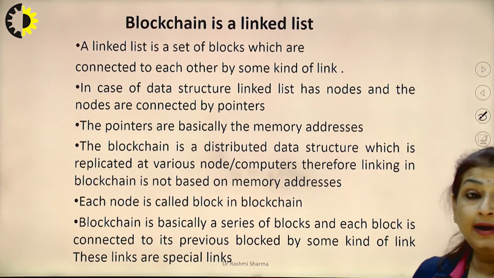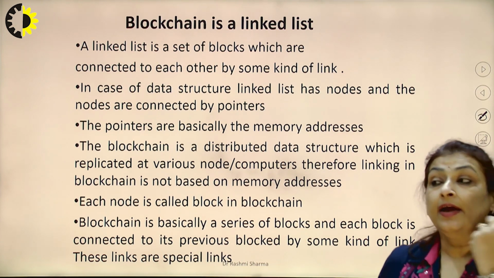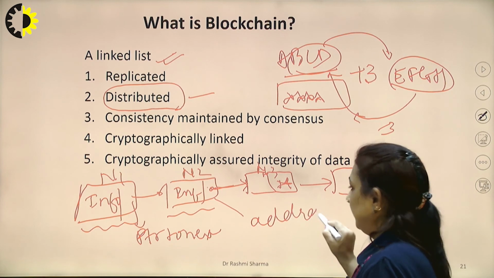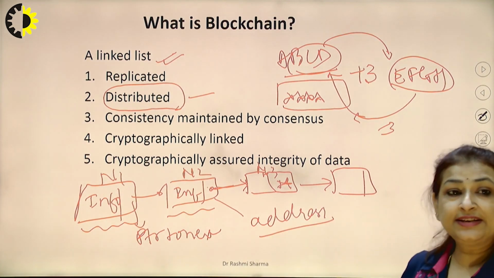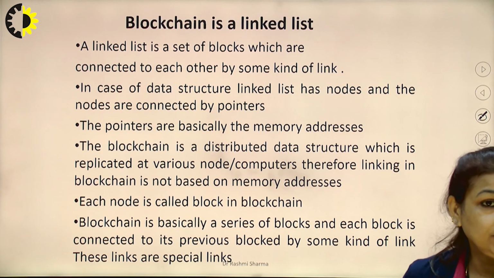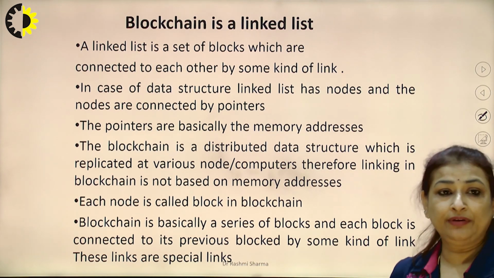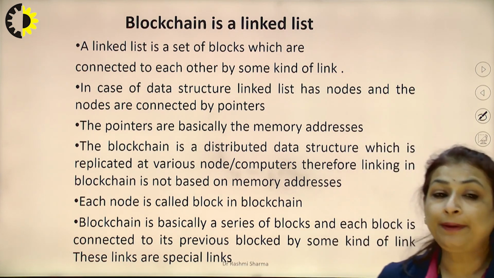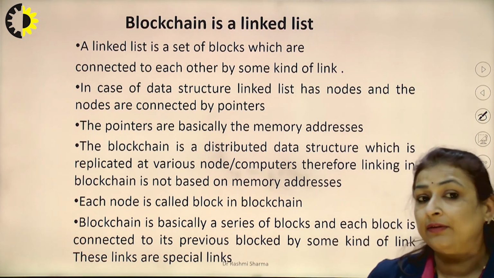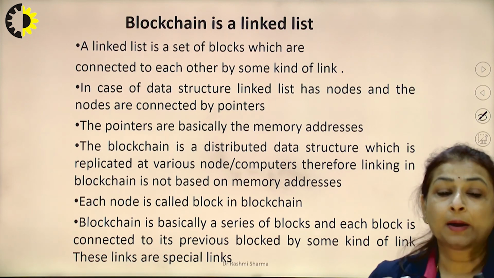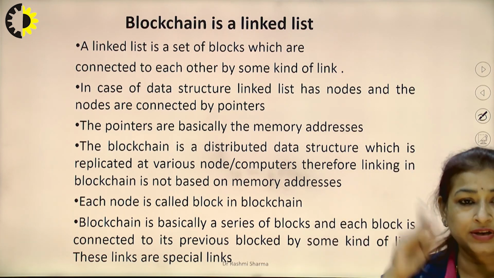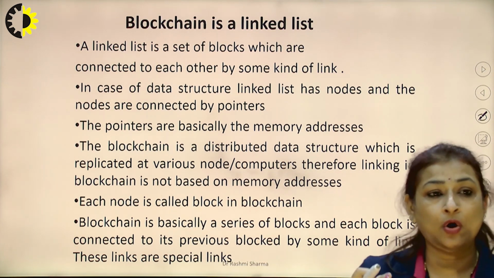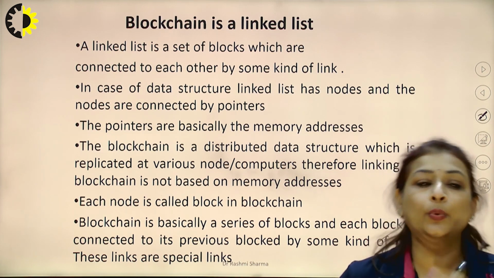So obviously a linked list is a set of blocks which are connected. There, as we have discussed, we have addresses which point to the next addresses. The pointer is basically the memory address. But in the blockchain, it is a distributed data structure. We are replicating the nodes and we are not linking them by memory addresses, but by blocks. One block is followed by another block. So it is basically a series of blocks, and each block is connected with the previous block.